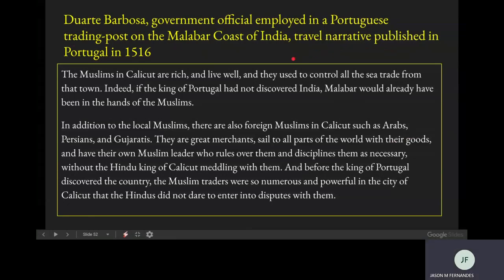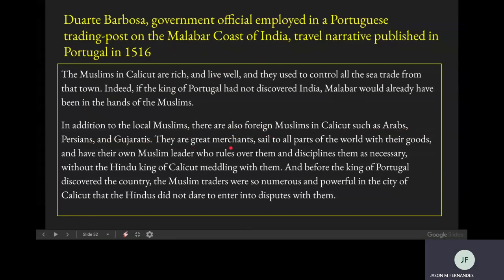So in this, we see how important these Muslim networks of exchange have become over this period of time, right? He's talking about Calicut in India, right, in Western India. And then what he tells us is the Muslims that are in Calicut control all, or used to control all the sea trade from that town, right? That's pretty remarkable, right? And it's not just local Muslims, right? You have what he calls the foreign Muslims, right? The Arabs, the Persians, the Gujaratis, right?